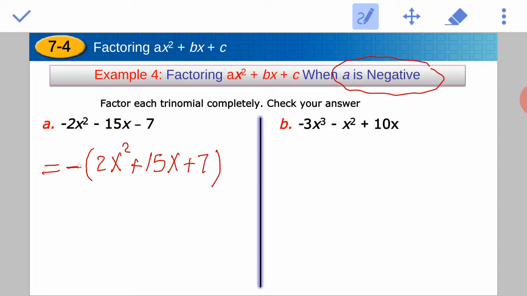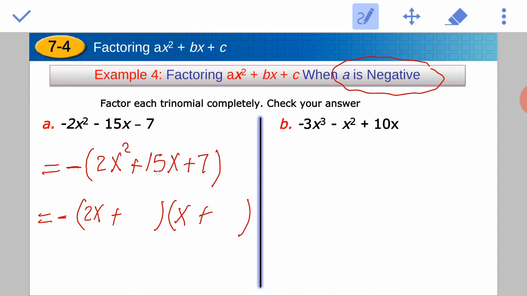You know, guys, when you factor out the negative sign, you change the signs of all terms. The negative becomes positive and the positive becomes negative, if you have any. Now how can you proceed? You keep the negative sign outside and you draw the two parentheses normally and you start factoring. If the last sign is positive, the two signs are similar to the middle one, so plus plus. 2x squared is 2x times x. There is only one method to factor 7. It's 7 times 1 or 1 times 7.